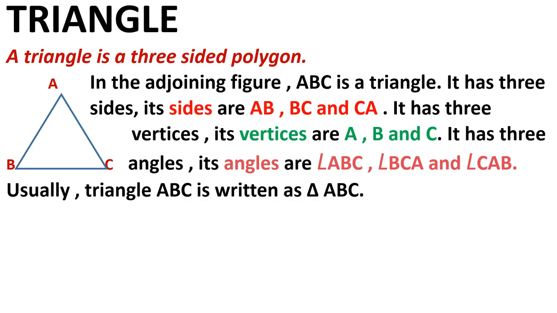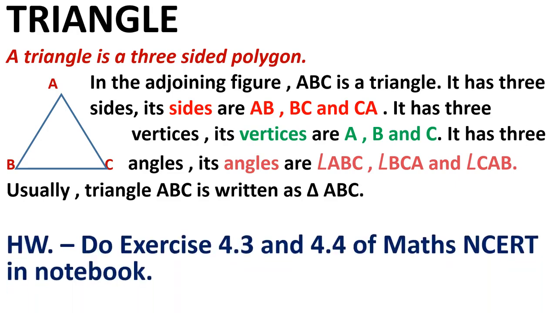Usually triangle ABC is written with the symbol of the triangle and then the name of the triangle, that is ABC, and we read it as triangle ABC. Clear? These are very small topics. Now you have to do the homework. Do exercise 4.3 and 4.4 of the Maths NCERT book in your notebook.